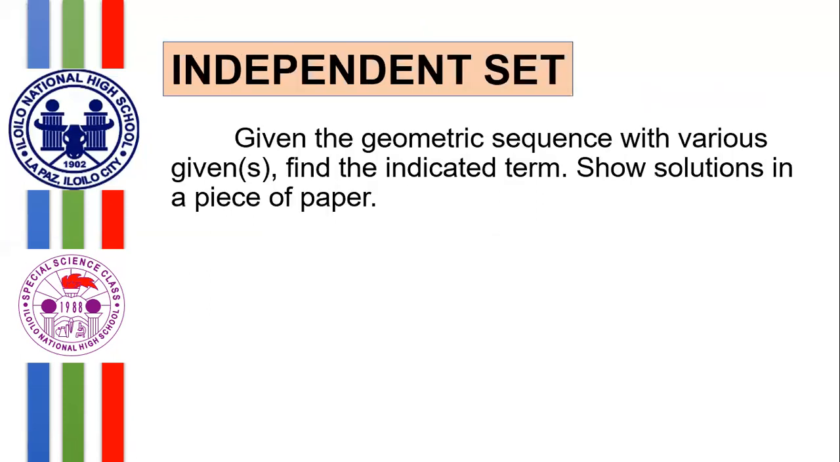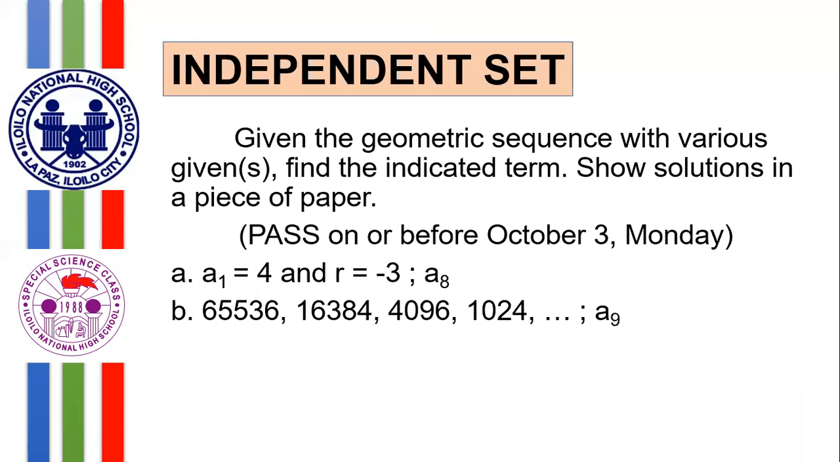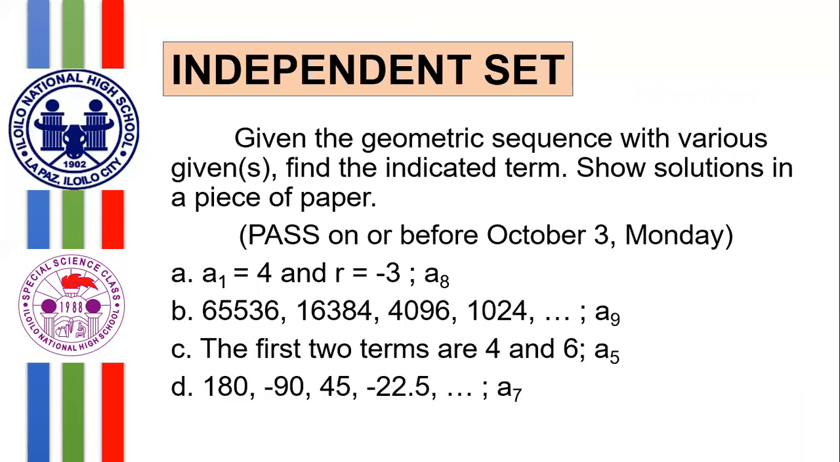With that, I give you this independent set, and the instruction is, given the geometric sequence with various givens, find the indicated term. Show solutions on a piece of paper. I give you 4 items, A, B, C, and D, and I believe they are parallel to the ones I've given. And this will be passed. Today is Thursday, but I am giving you until Monday, October 3, to pass these.